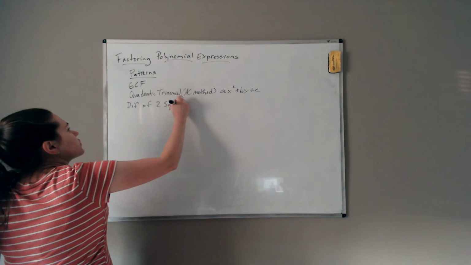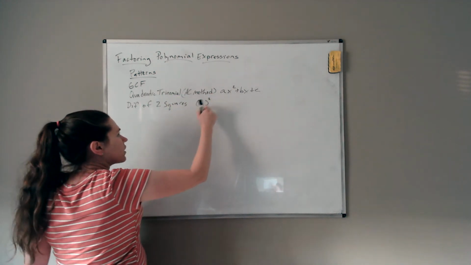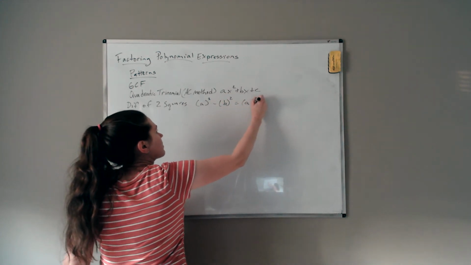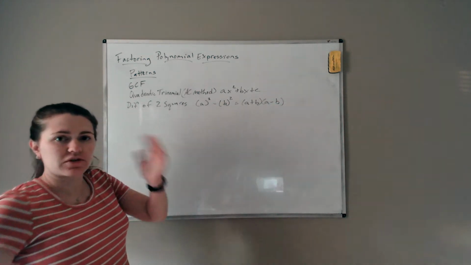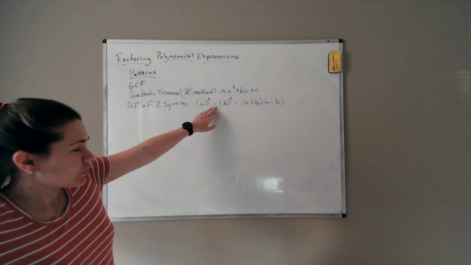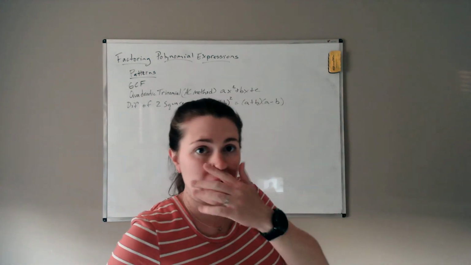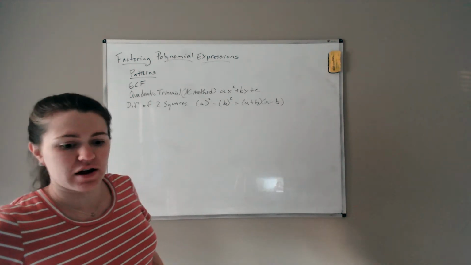which the difference of two squares was anytime you can take a quantity and write it as a quantity squared minus a quantity squared, it would factor to be a plus b times a minus b. So if you could take a two-term expression with a difference between the two terms, and write them as a quantity squared minus a quantity squared, it is the difference of two squares, and it will factor to be a plus b times a minus b.